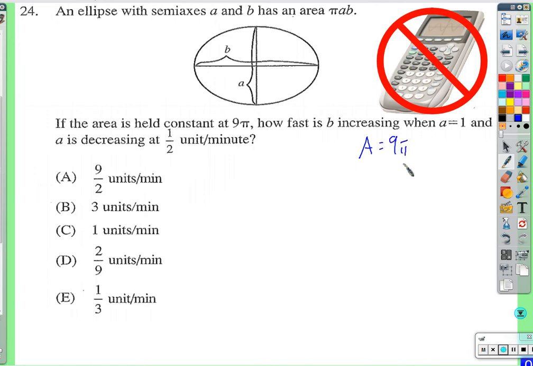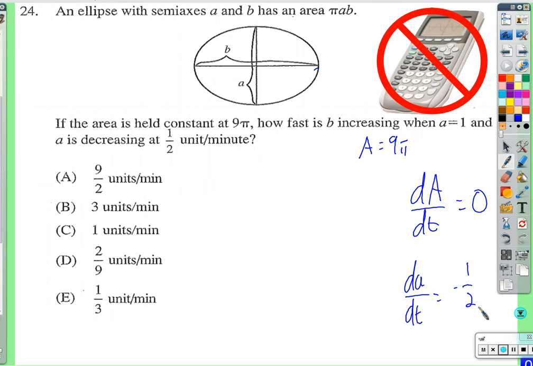So for instance, do we know anything about this? It's 0. There is no change there. So if that comes up, then that's going to be useful. How fast is B increasing? So this major axis, that's the major axis. When A equals 1, and A is decreasing at 1/2 unit per minute, so then we also know what dA dt is. What's that? -1/2. Good. So these are the things that we know.